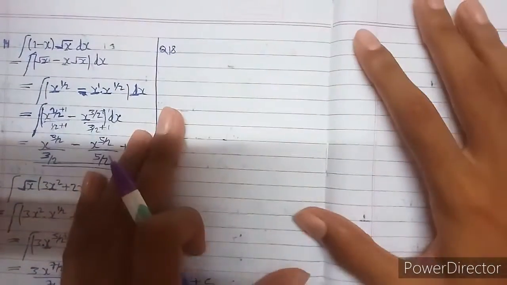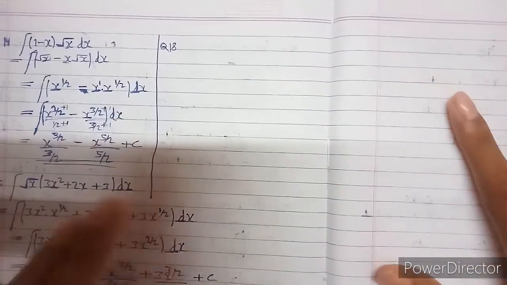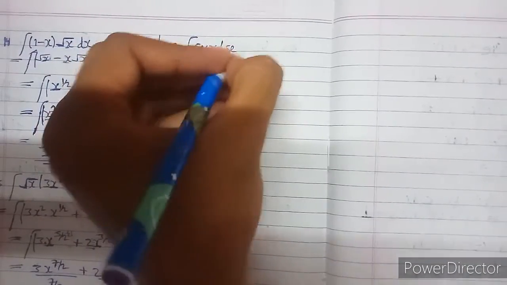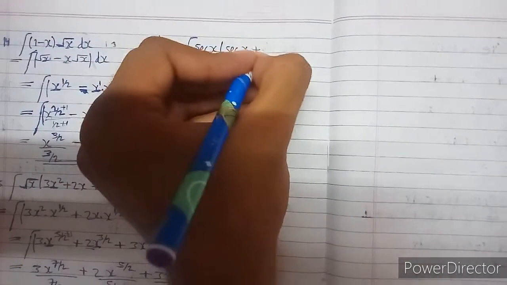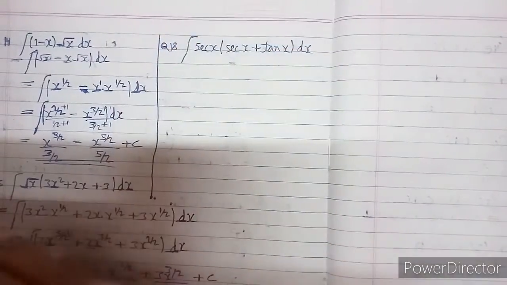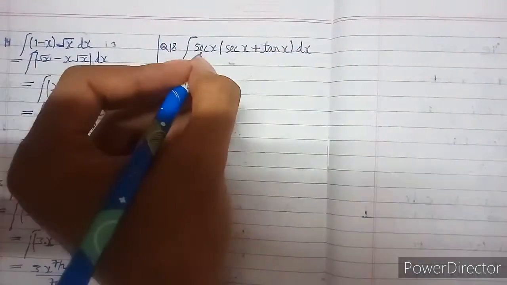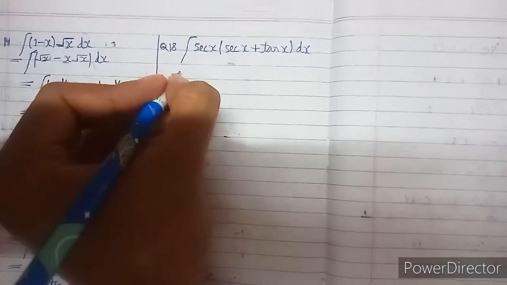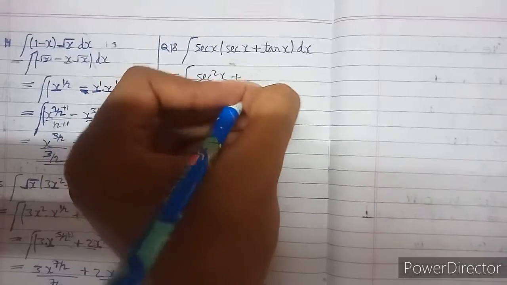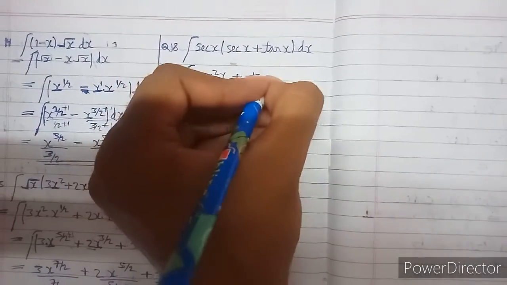Oh, I think it is not visible in camera. Now it is visible. So what does our question number 18 say? It says integration of sec x (sec x plus tan x) dx. So what you have to do is simply multiply this sec x inside. So what you will get? You will get sec square x plus sec x tan x.